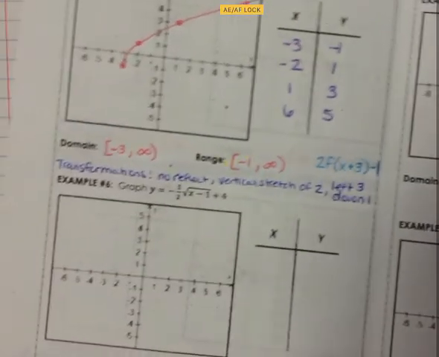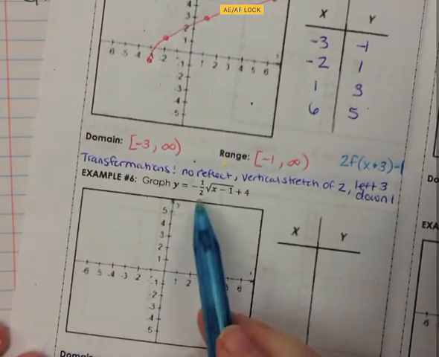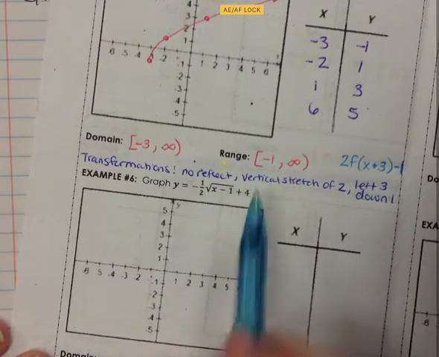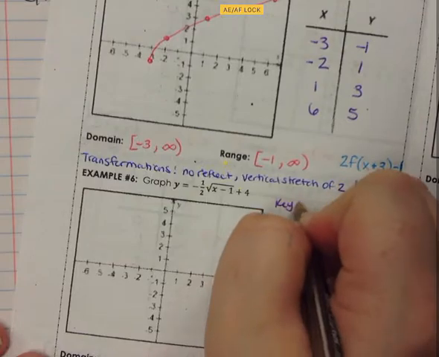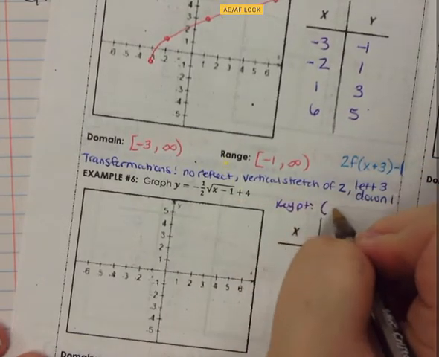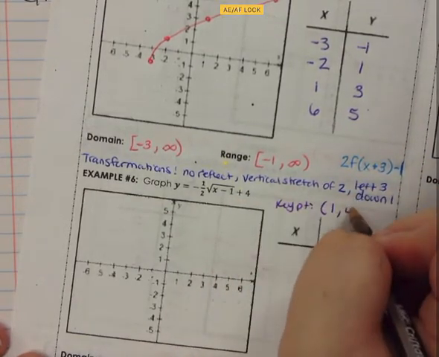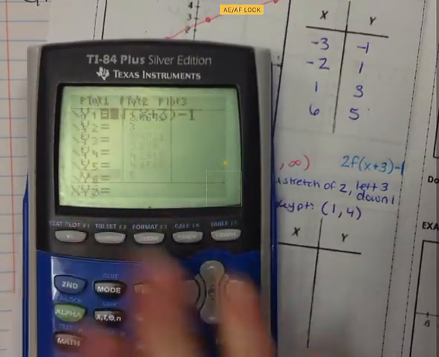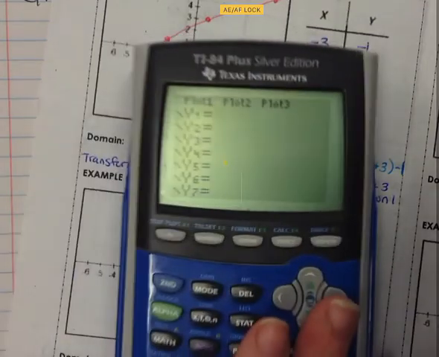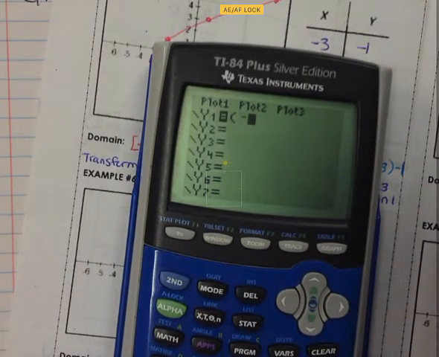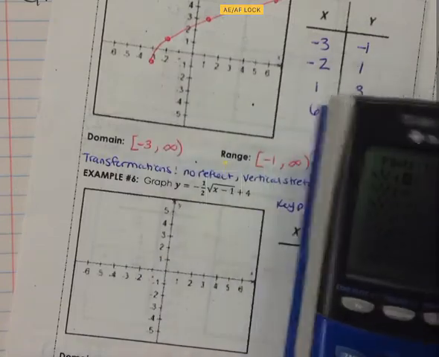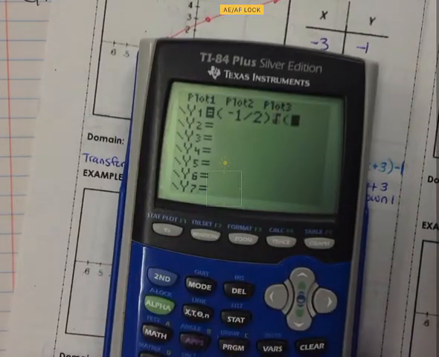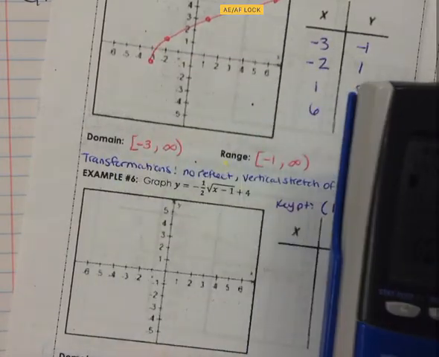This last square root one is going to be -1/2 square root of x minus 1 plus 4. So again, we always look for that key point. We change our H, get a +1, and then we keep our K as a +4. So again, even if you're not sure about that, you can at least look at your table. So go to y equals, we have parentheses -1/2, close parentheses, square root of x minus 1, close parentheses, and then we have +4.